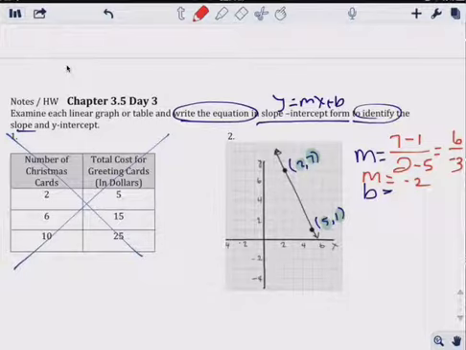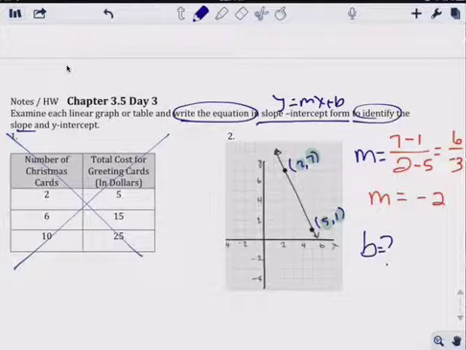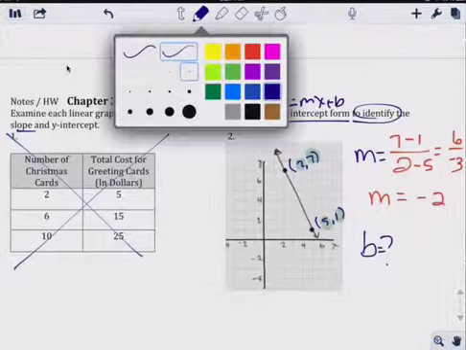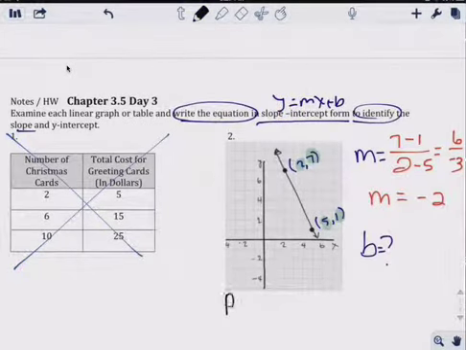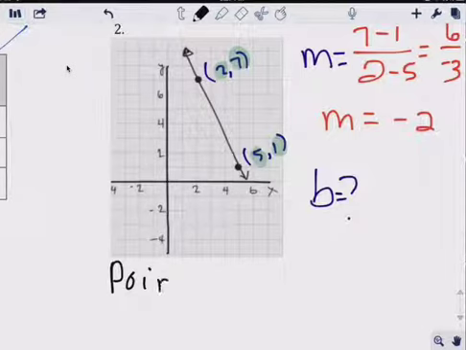And we don't know b, okay? So we know the slope is negative 2 over 1, or just negative 2. But we don't know b. b is an issue here. It's not there on a graph. In order to find b, you need to use the point. You need to use the point-slope formula.